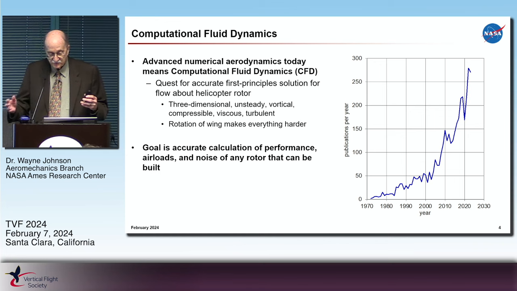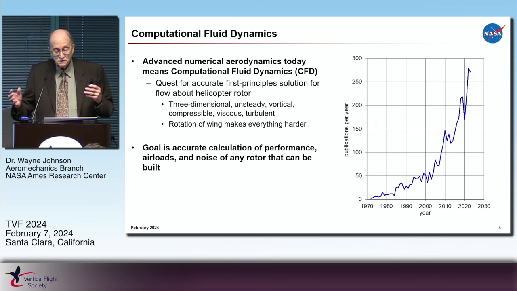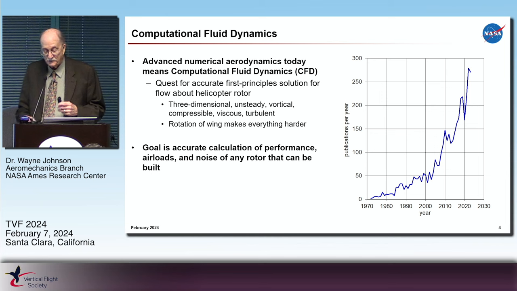In the framework, again, of our decennial meetings, we go from almost no papers to over 200, 250 papers a year now. Before 1970, what you had for aerodynamics was panel methods, acceleration potential, and of course blade element theory. That's not what CFD means today.